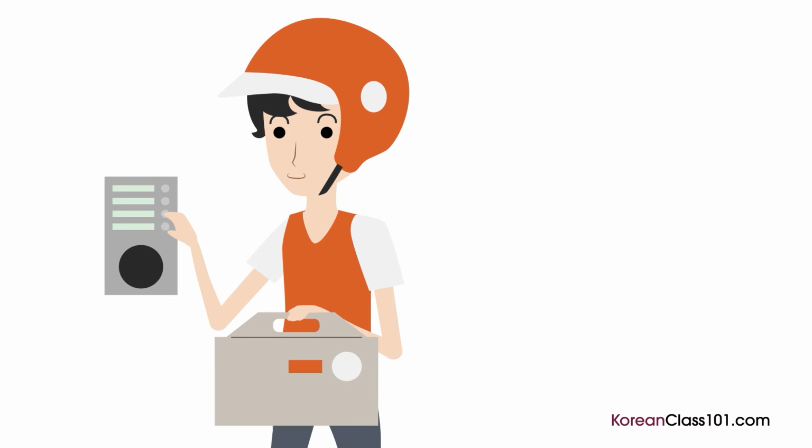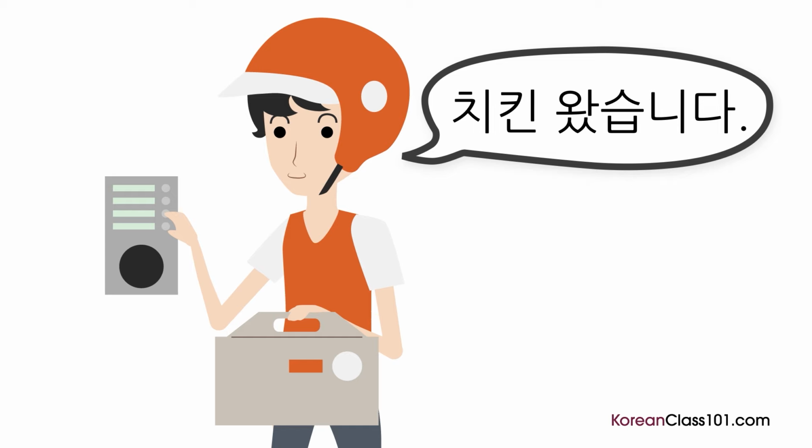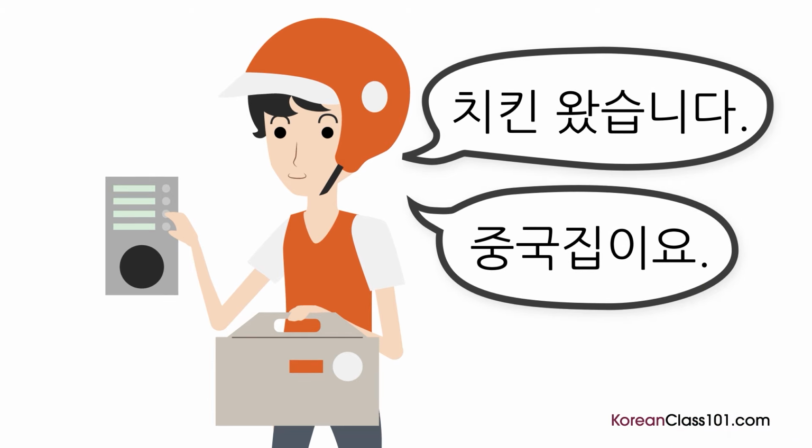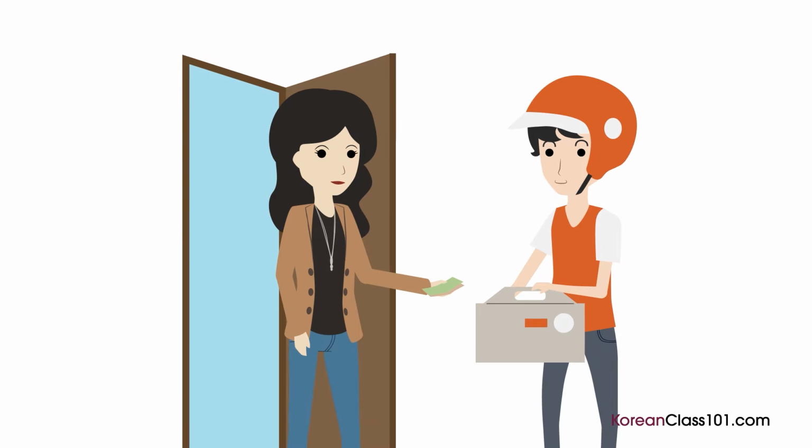When the delivery staff come, they'll ring the bell. They'll say 치킨 왔습니다, which means chicken is here, or 중국집이요, which means Chinese restaurant here. Open the door, get your food, and give the bills or credit card to the staff.